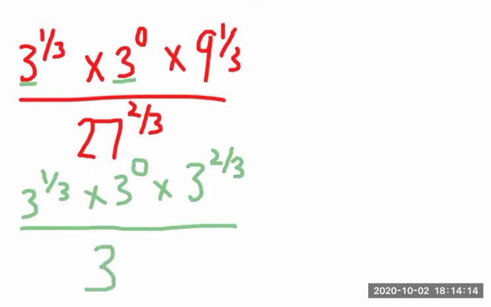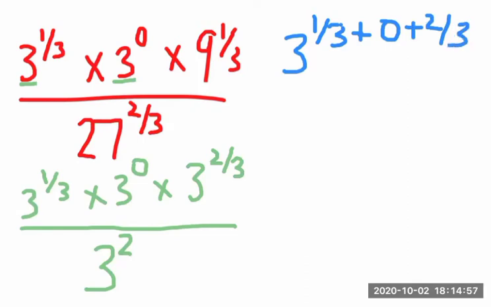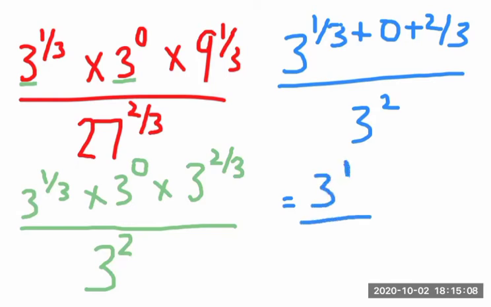3 to the power cube. It becomes 3 cube multiplied by 2 upon 3. So we're going to multiply the 3 by 2. That gives us 6. 6 upon 3 is 2. So that becomes 3 square. Okay, now to calculate that. Over here, since they're all multiplying, we'll add the powers. So that becomes 3 power 1 upon 3 plus 0 plus 2 upon 3, upon 3 square. And so 1 upon 3 plus 2 upon 3 becomes 1. So that's 3 to the power 1 upon 3 square.